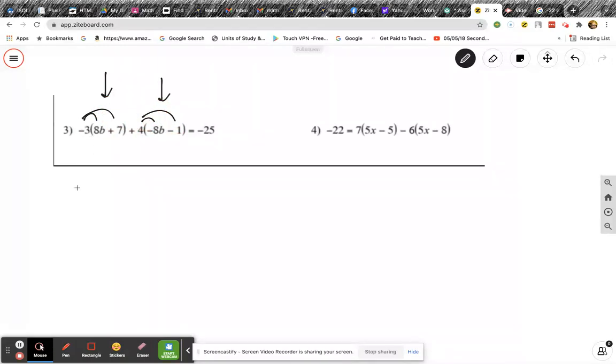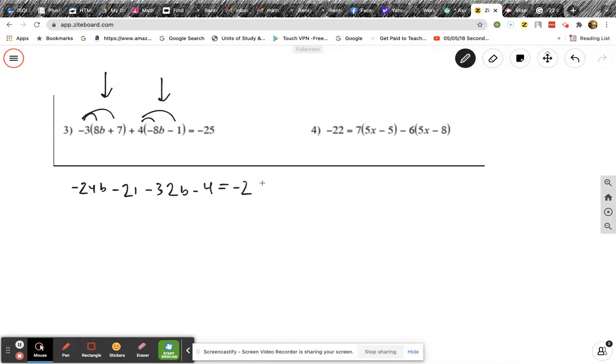So in this case, it's negative 3 times 8, which is negative 24b. Negative 3 times 7, which is a negative 21. 4 times negative 8, which is a minus 32b. And 4 times negative 1, which is a minus 4, equals negative 25.